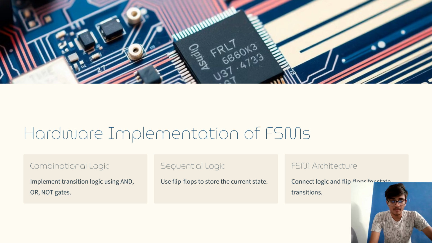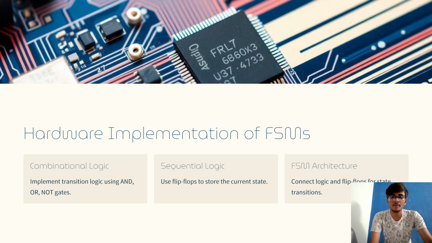The second type of implementation of FSMs is sequential logic. Use flip-flops to store the current state. Sequential logic in a finite state machine is responsible for storing and updating the logic state of the system, unlike combinational logic, which depends only on current input. Sequential logic relies on memory and a clock signal to track past states and determine the next state.